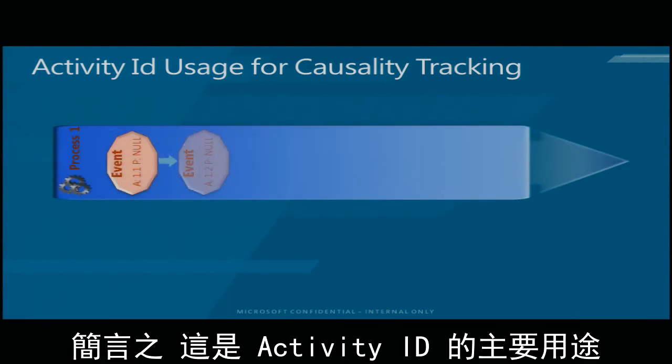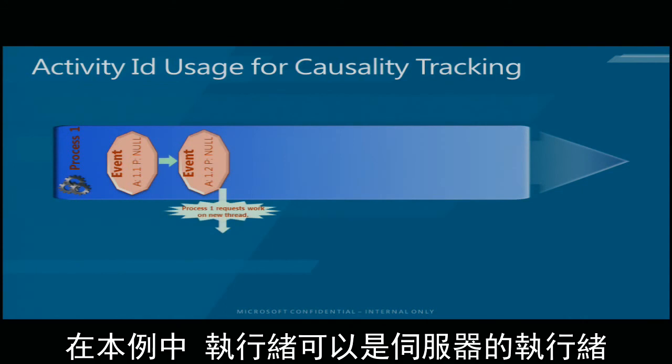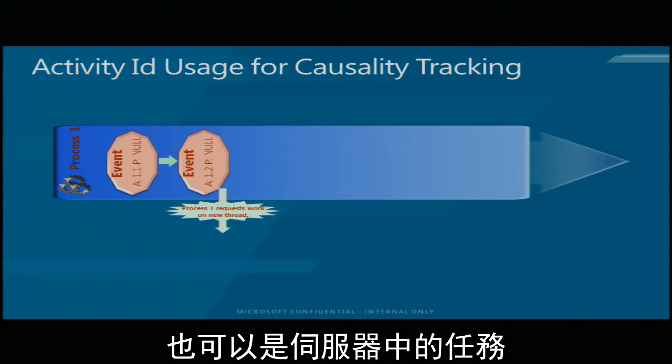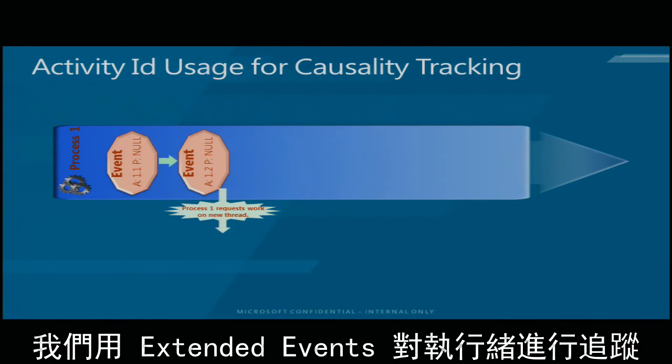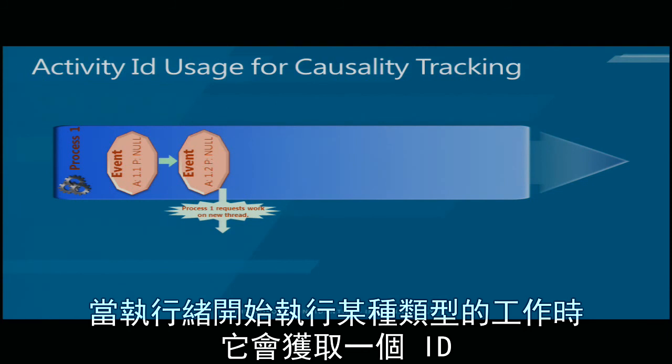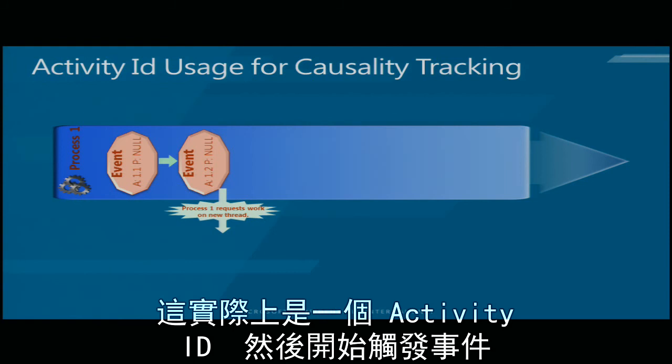So in a nutshell, this is how we do this activity ID. A process, and in this case, a process can mean an actual executable, it can mean a thread in the server, it can mean a task in the server. These are all the notion of a process that we can track with extended events. So we have a process that is instrumented with extended events, and when it starts to run some type of work, it gets an ID. It gets this activity ID, as a matter of fact, and it starts firing the events.